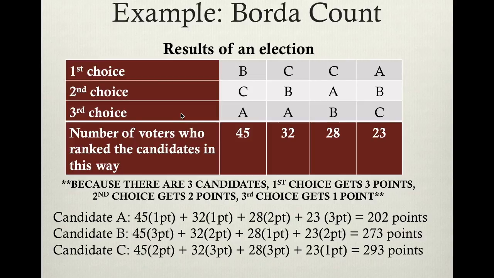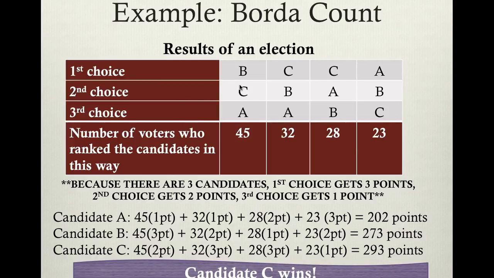And finally, for candidate C, second choice here, 2 points times 45. First choice here, first choice here, and third choice here. And if we calculate it, we get 293 points. And if you see, candidate C is a clear winner. It got the most points. That is Borda count.